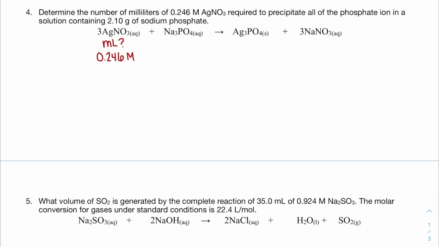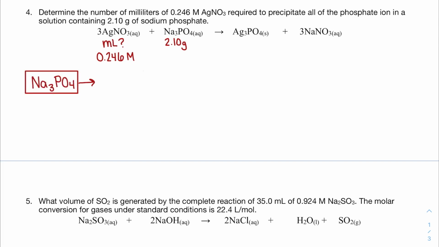The first thing that we know is we're looking for milliliters, and we know the molarity of that silver nitrate solution. And the other thing we know is that we have 2.1 grams of sodium phosphate. Now, it's asking us to make sure that we can precipitate all of the phosphate ion in the solution, and here's a nice little trick to do there.